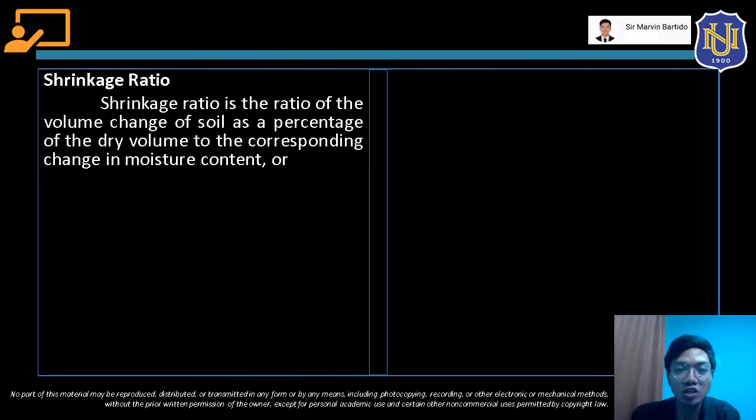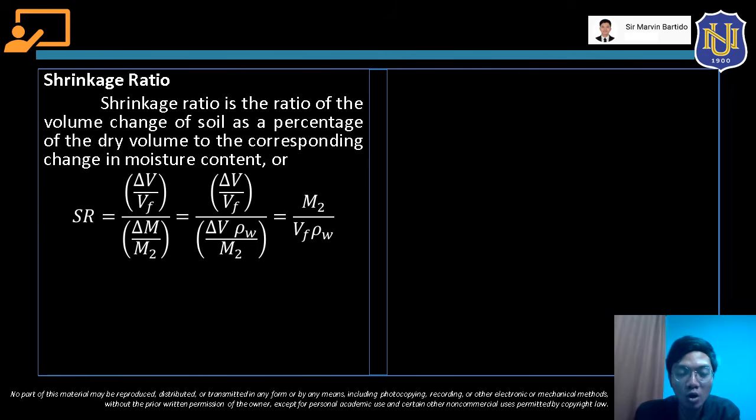Okay, so let's now talk about shrinkage ratio. So this is a parameter class that we can determine from shrinkage limit test. Okay, so shrinkage ratio, this is the ratio of the volume change of soil as a percentage of the dry volume to the corresponding change in moisture content. So yung SR class, yan yung notation natin for shrinkage ratio. So again, from the definition, yan class ay ratio ng volume change of soil, as a percentage of the dry volume.